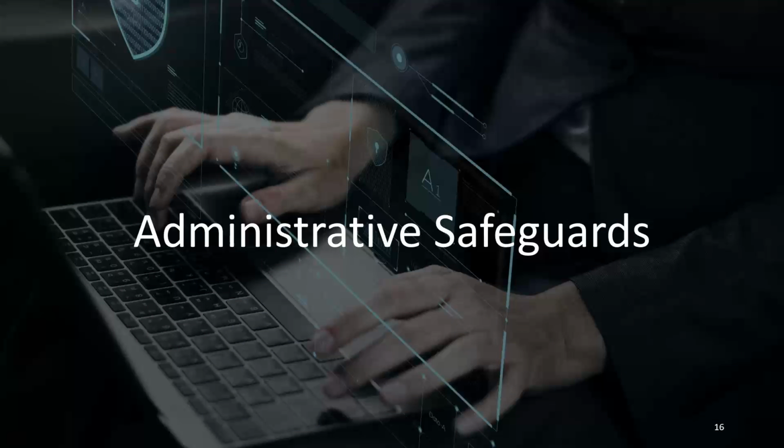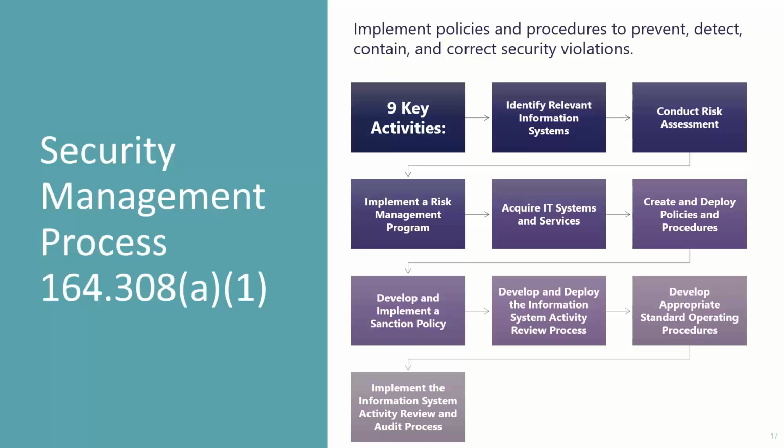So let's start with the administrative safeguards. Now, the administrative safeguards have more safeguards than the physical and the technical. It is the biggest starting point when we talk about HIPAA. And the first standard under the administrative safeguards is the security management process. This process is the cornerstone of HIPAA. It is something we absolutely have to do. We have to understand it, and we have to be able to prove that we have it. And basically, there are 9 key activities.